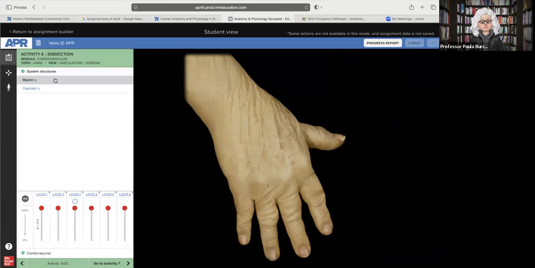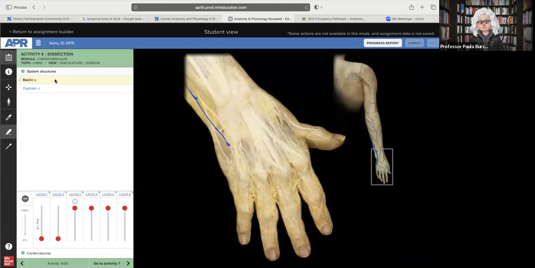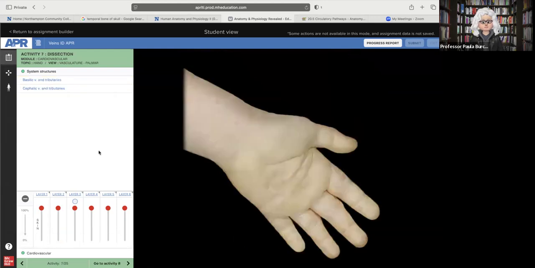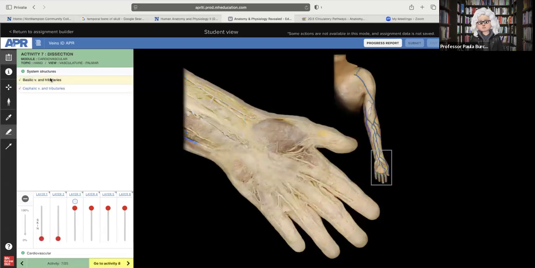This is looking at the dorsum of your hand. Remember that in anatomical position, the pinky is medial, so you're going to have the basilic. Here's my pinky. And the cephalic, which would be on the radial side. Again, this is from an anterior view, so this is your palm. Remember, from an anterior view, cephalic is going to be thumb side. Basilic will be pinky side.